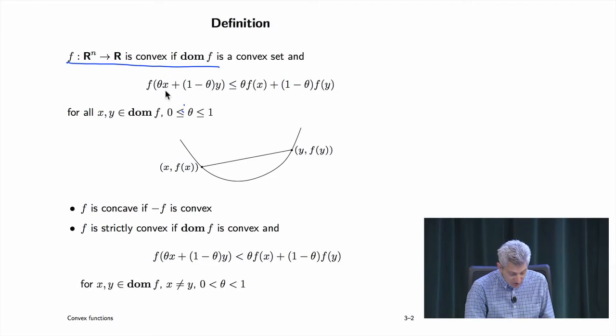if I take any mixture of 2 points x and y, a convex combination, I form theta x plus 1 minus theta y, I evaluate f there, that's less than or equal to the same convex combination of the values of f evaluated at the endpoints.